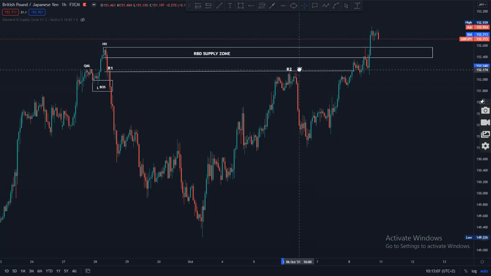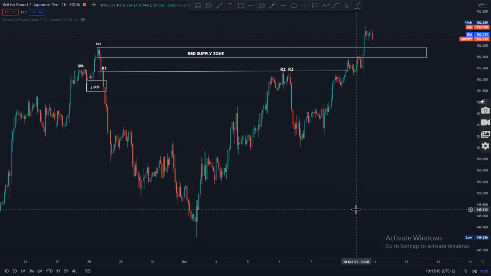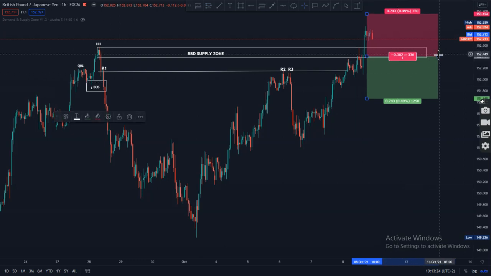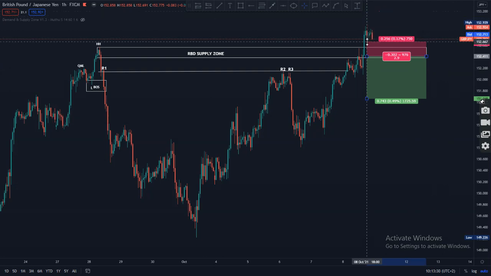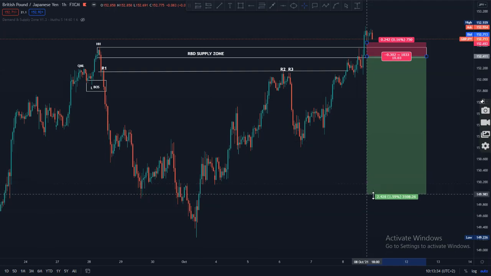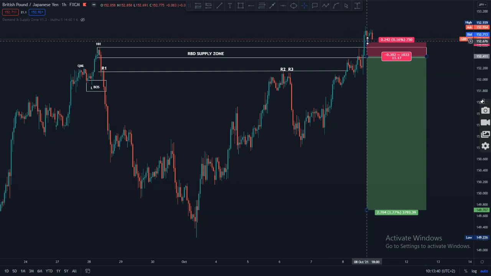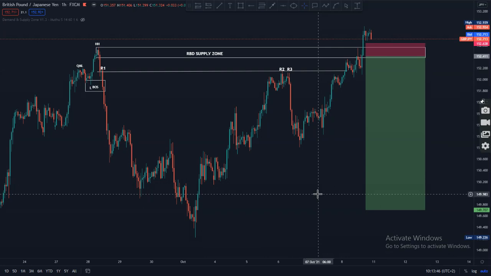So this is a very powerful setup, but sometimes it won't work. No strategy works 100%. So this is what we had. My idea was to sell at this level, with my stop loss just above my supply zone and my target somewhere here, offering me a 1 to 11 risk to reward ratio. That was a very good analysis, I'm sure you guys can agree. This looked very perfect, right?